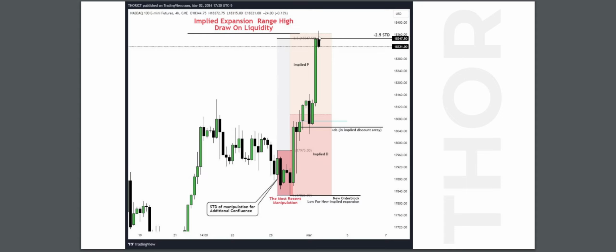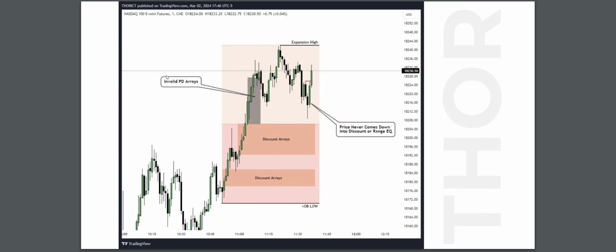As market prints here, you can enter or look at the discount arrays. In this case, there's a bullish order block in an implied discount array. You can use that to go long, target those implied highs and stuff. And obviously, with the implied dealing ranges, the PD arrays change as well. So you gotta adjust those levels too.